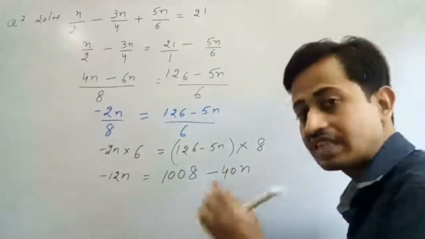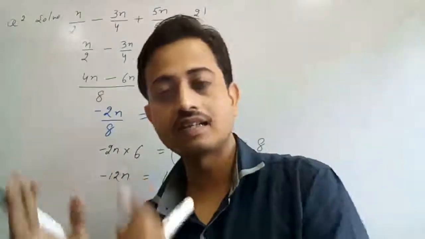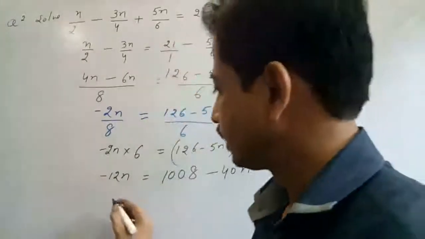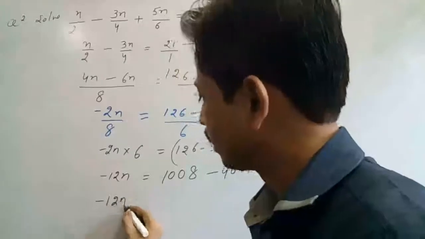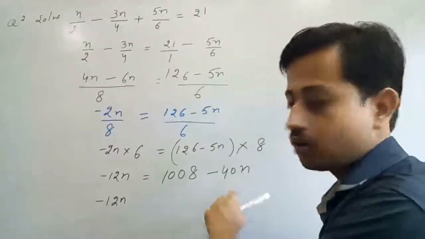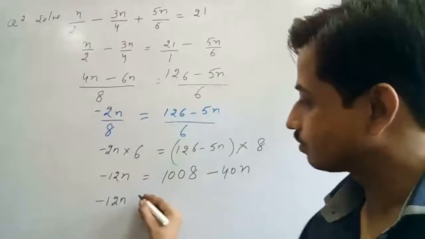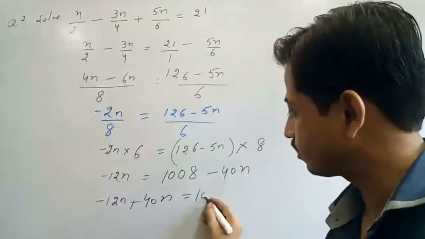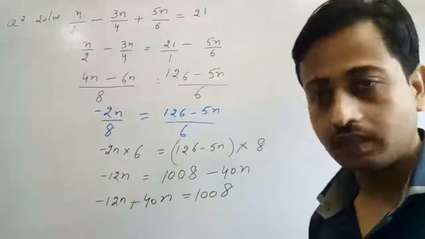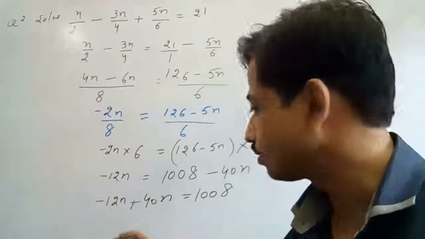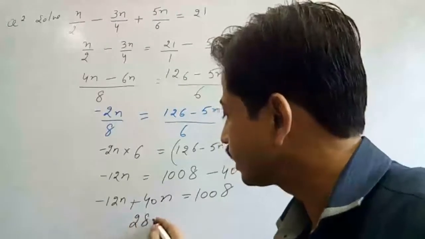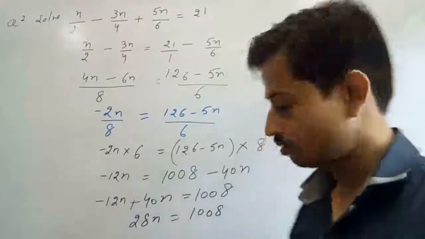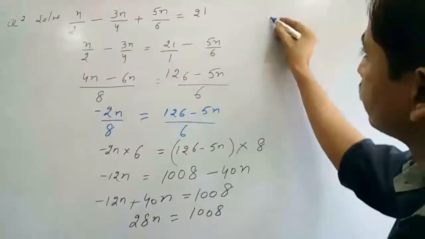That's why I have to separate variable terms and take other constant terms on the right hand side. So here minus 12n, I am going to take this minus 40n on the right hand side. It becomes plus 40n, and here we get 1008. Now solve. 40n minus 12n, we get 28n, which is equal to 1008. Now what's the value of n?